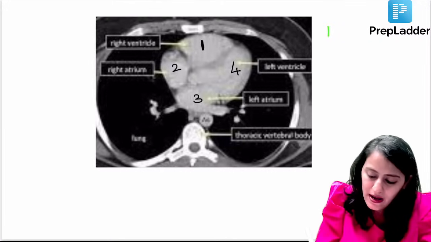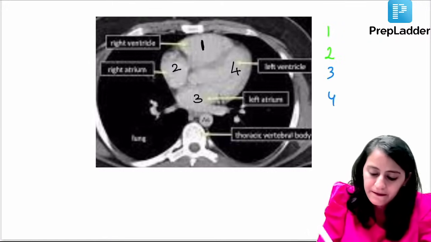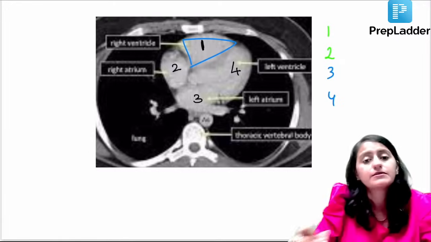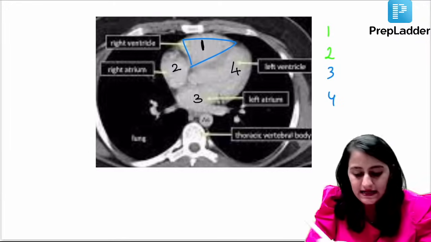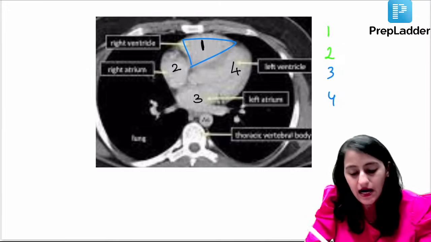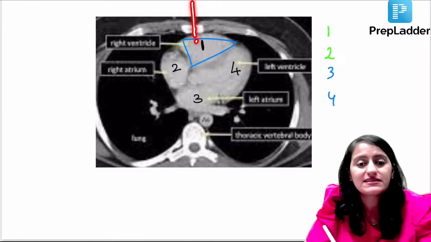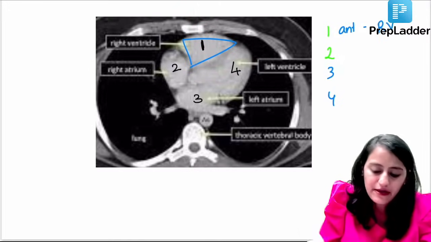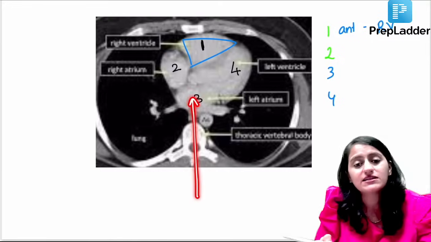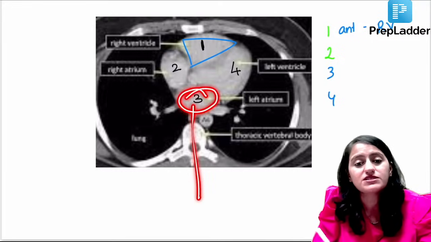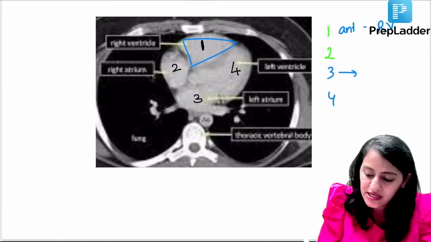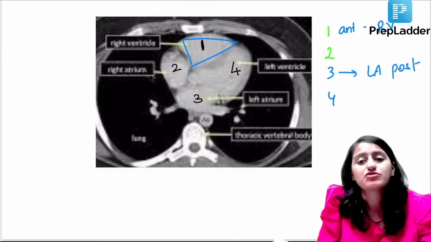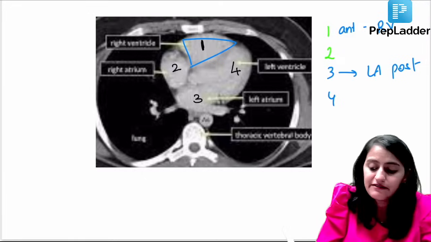Going to next one, identifying the chambers of the heart. What is the chamber? 1, 2, 3, 4. What is this first chamber here? Understand that the anterior most chamber of the heart, you are coming from the front, behind the sternum. First, the anterior most is the right ventricle. Posterior most, coming from behind. What is the posterior most chamber? That is 3. That is going to be left atrium. Opposite of right ventricle is left atrium.